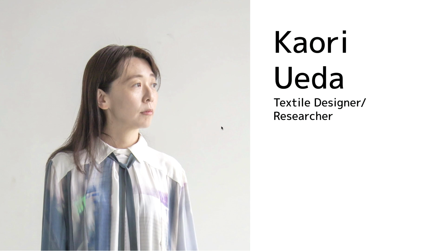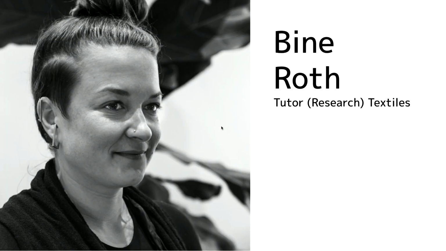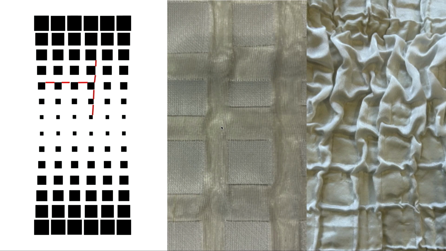So the research was led by textile designer and researcher Kaori Ueda from Kyoto Saga University, as well as Vina Ross, a tutor and researcher in textile research at RCA. Together, they integrated the shrinking properties of strong twist yarn into the traditional Nishijin weaving technique.